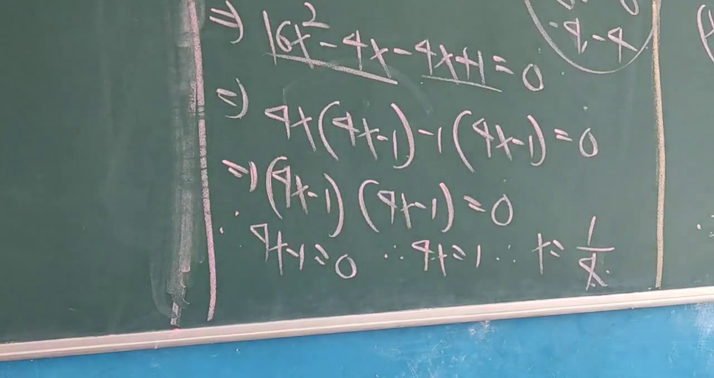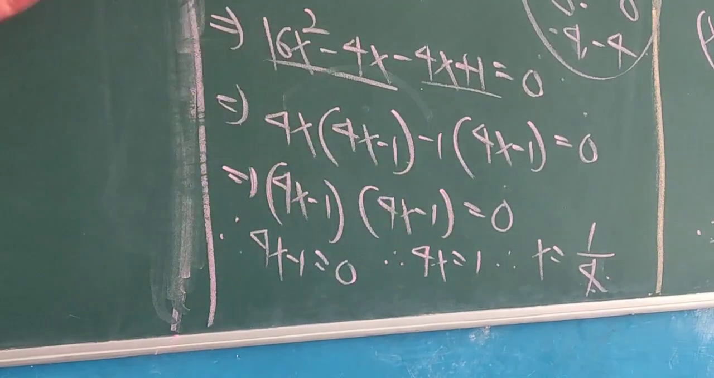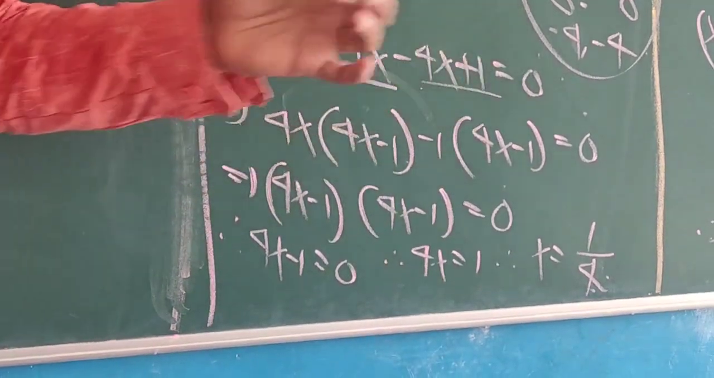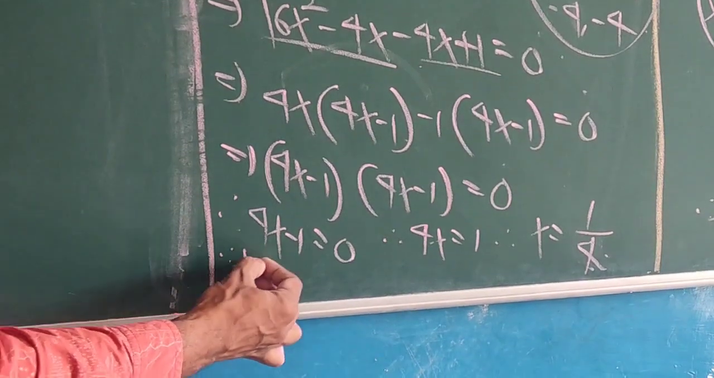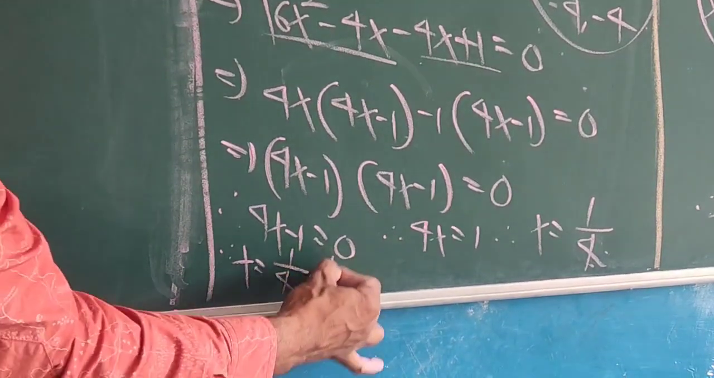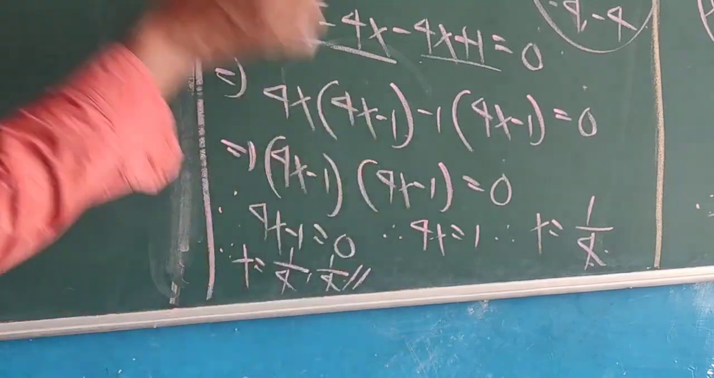Now the second factor is also 4x minus 1. So again we put 4x minus 1 equal to 0, we get x equal to 1 by 4. Therefore, the values of x are 1 by 4 and 1 by 4.